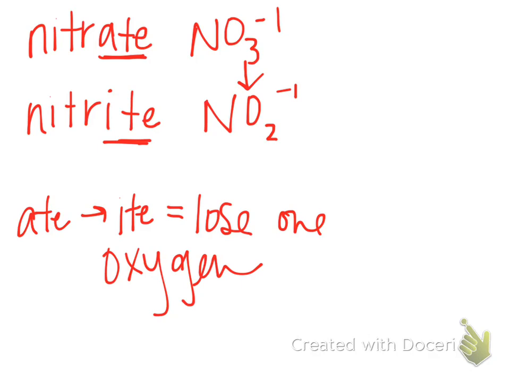Okay? Something that I want you to notice is that the ending ate doesn't always mean 3 oxygens. Okay? Because if you look at sulfate, it's 4 oxygens, and phosphate is 4 oxygens. Carbonate's 3 oxygens. So I don't want you to try to memorize that ate means 3 oxygens or ate means whatever. Okay, you have to know what that is and then you can subtract 1. Does that kind of make sense? Okay.